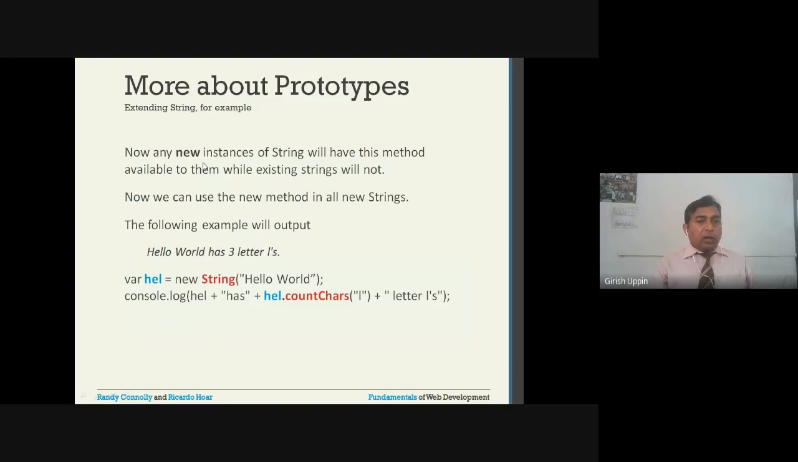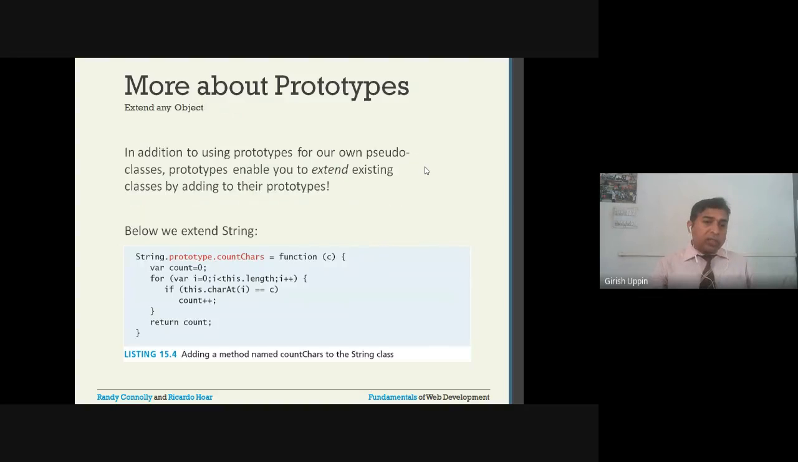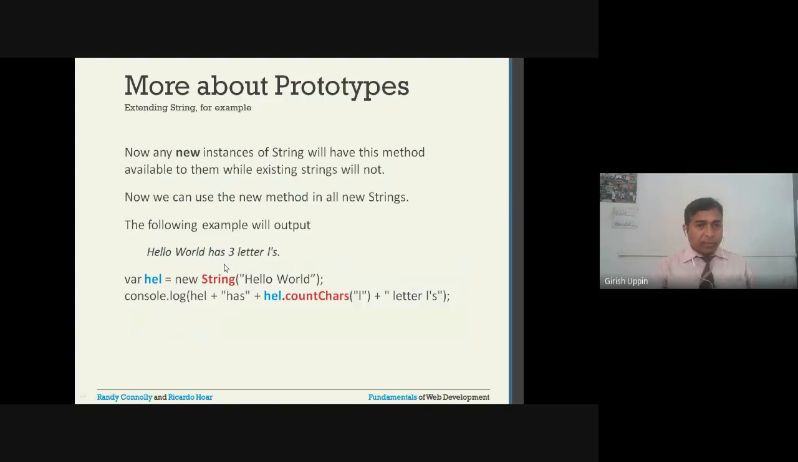Now, any new instance of string will have this method available to it, while existing strings will not. Whatever the existing string objects, they will not have this new method. Any new instances you create will have this particular method, that is countChars. This is the example. Hello world has three letter Ls. This is the output.